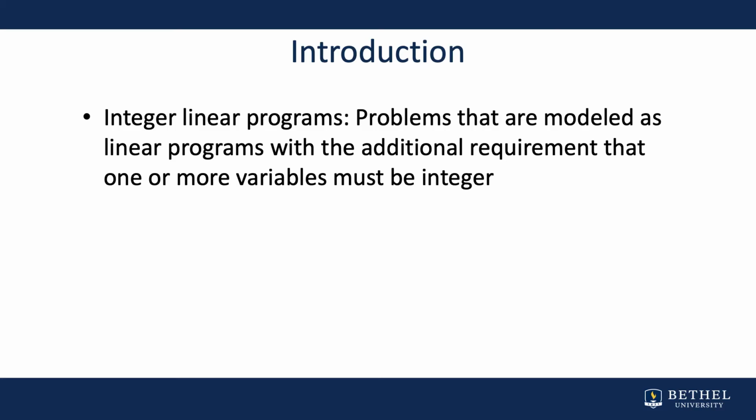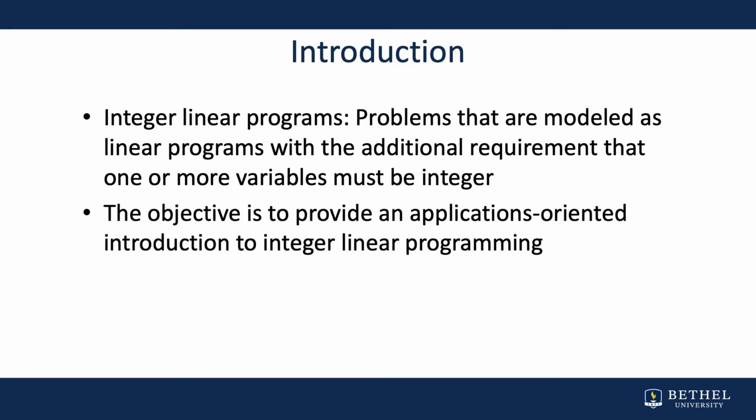As we discuss linear optimization models, there's one nuance that we have to include in our discussion, and that's around using integer linear programming for certain problems that we're going to face. So let's talk about what that nuance really means. Integer linear programs are problems that are modeled as linear programs with the additional requirement that one or more of the variables must be an integer. So when we think about discrete problems versus continuous problems, these are discrete problems that we're now going to solve.